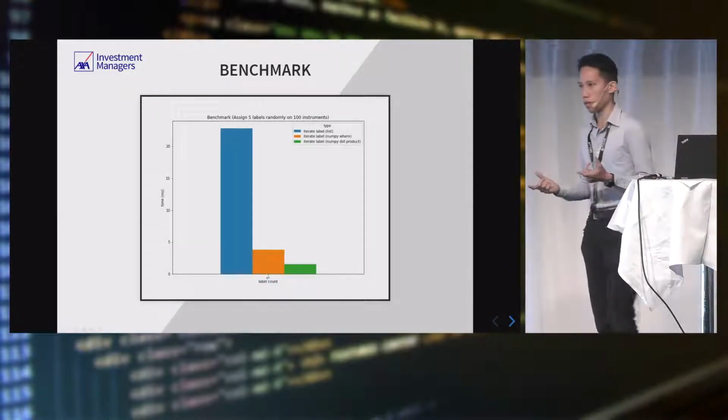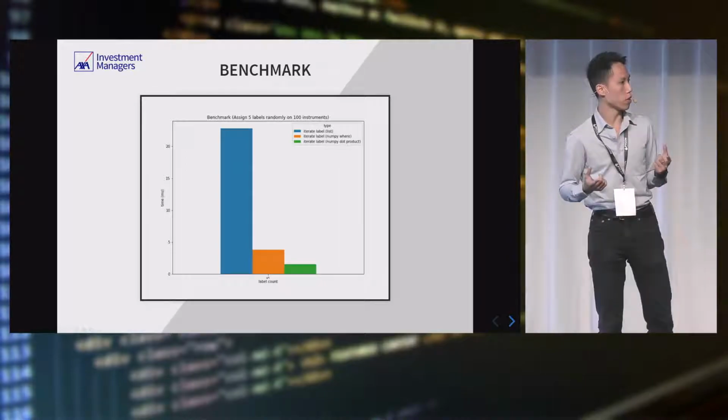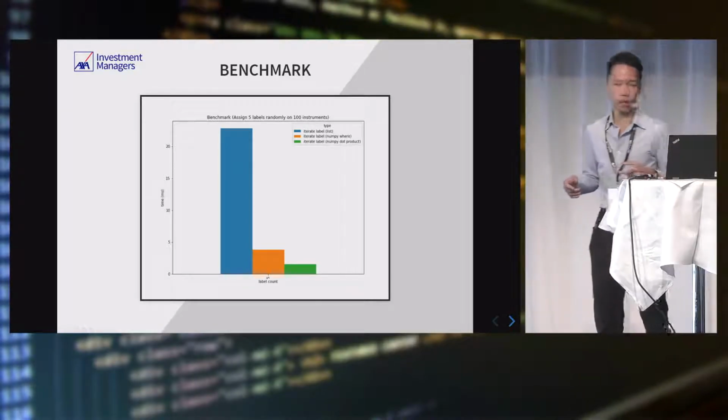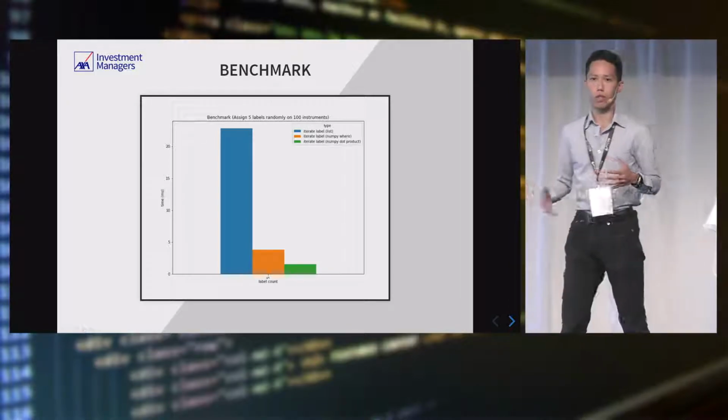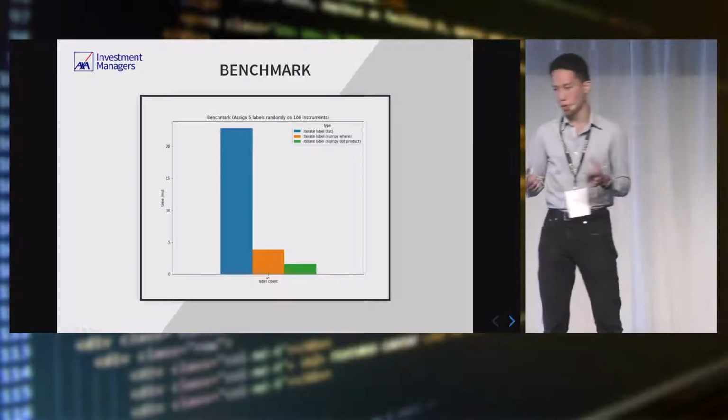So I benchmarked a little bit. I created a basket of 100 instruments, and then randomly assigned, if I remember, 5 labels. The last one is the best one, so we pick this one to compare with the further examples.